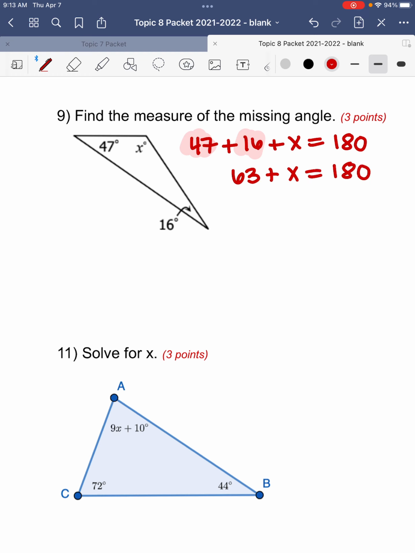Now to get that x by itself, I need to subtract 63 on both sides. My 63's cancel out, x is by itself. 180 minus 63 is 117. So x is equal to 117 degrees.